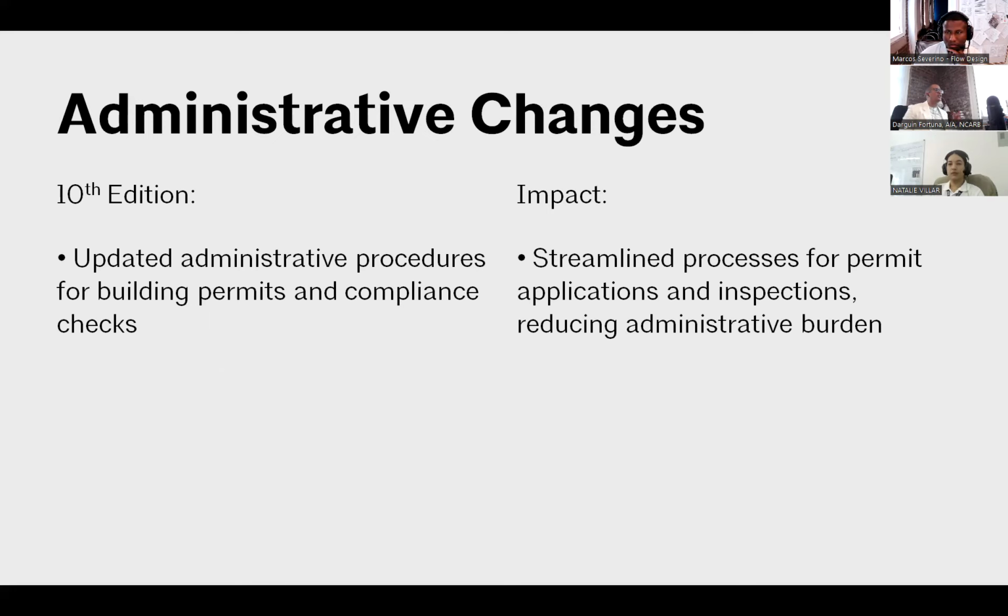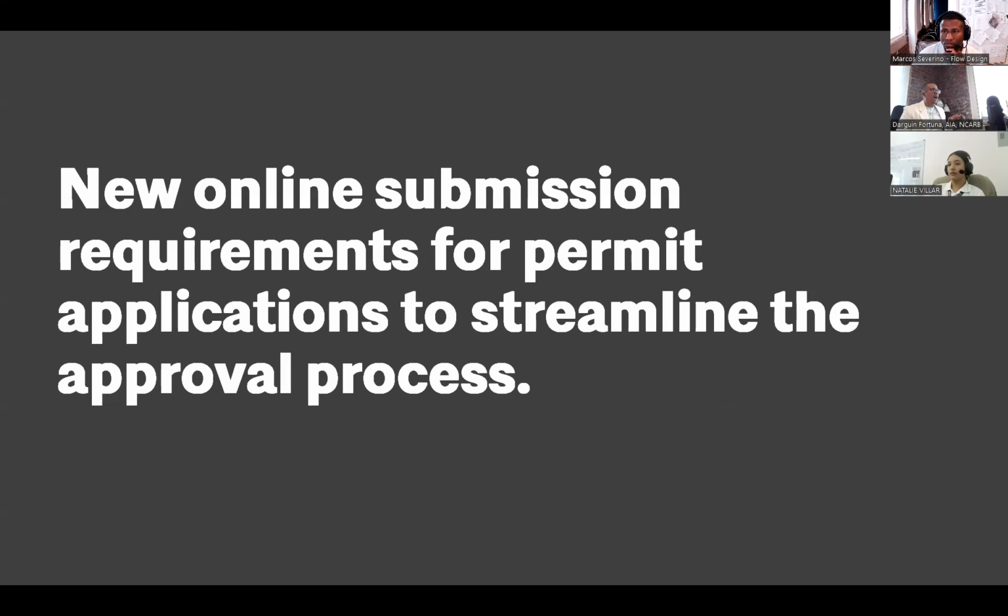Administrative changes. Administrative is in the application of building permits and how to proceed, how to submit our drawings, things like that. So now they have updated the administrative procedures and they're creating compliance checks that they have to do. But now they've done this by making it all online. So all jurisdictions now are being required to have online portals. So Lynn was one of the late adopters, has now an online portal for submissions of building permits.